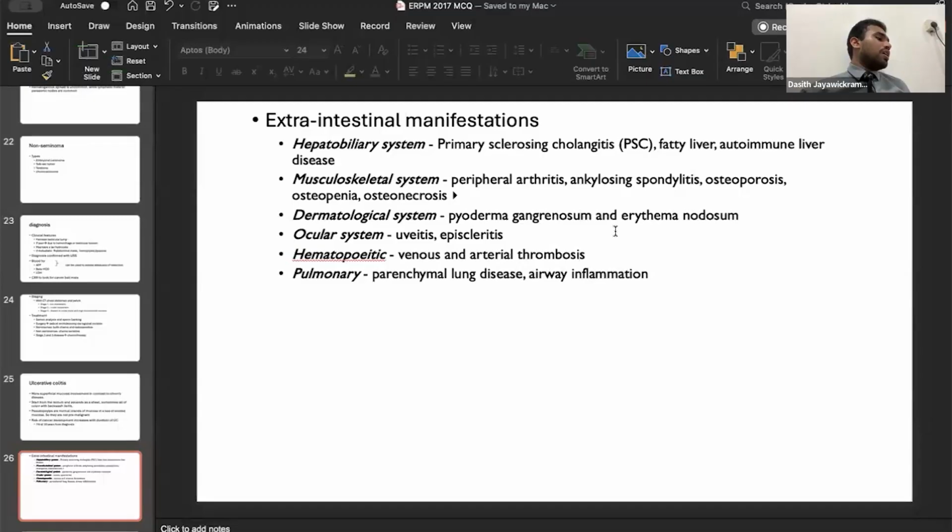This is an extraintestinal manifestation. Yes, it is an extraintestinal manifestation. It can cause peripheral arthritis along with Crohn's disease also.